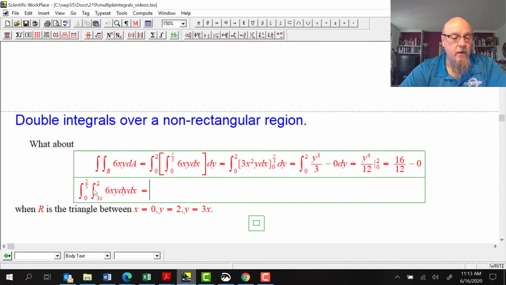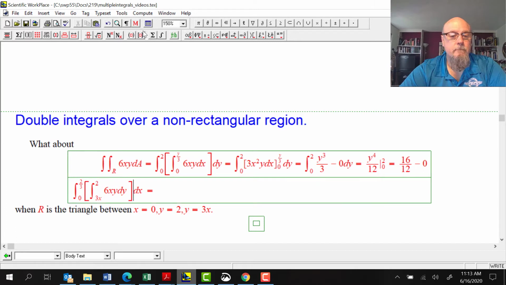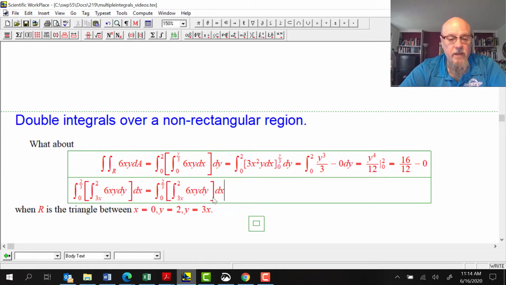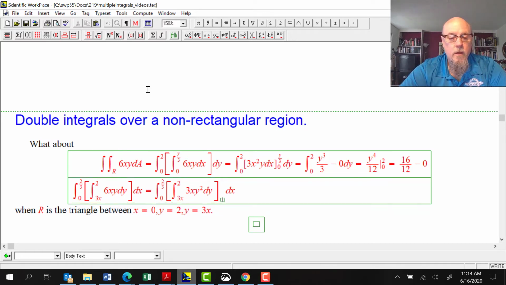Let's do our other piece here. We should get the same answer, but now I'm going to integrate with respect to y first. So I'm looking at this inner integral. I'm integrating with respect to y first. So that's going to be an add one to the exponent, divide by what's up top. And we're going from 3x to 2 in this case. There's our integration.